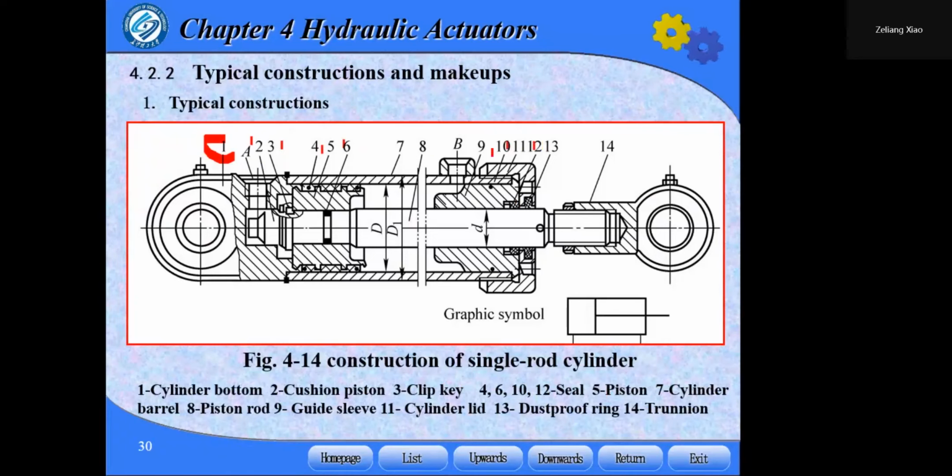Five is the piston, 7 is the cylinder barrel, and 8 is the piston rod. Nine is the guidance lever, and 11 is the cylinder lead. Thirteen is the dust-proof ring, and the last one is the liner.